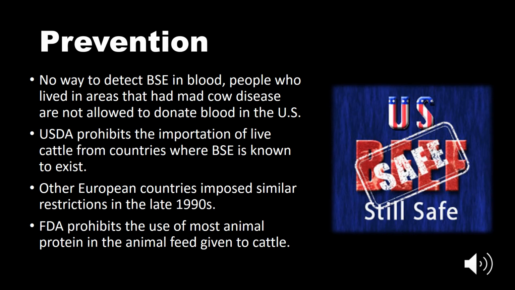Not to make anybody paranoid, but this disease is like a one-two punch. First of all, you can't detect it in the blood. And second, it doesn't become symptomatic until way down the line. We're talking years before you have noticeable symptoms. But that doesn't mean that we don't have any preventative measures. For example, if you had lived in an area that had confirmed cases of mad cow disease, you're not allowed to donate blood, at least when it comes to the U.S. That's just to protect those involved.